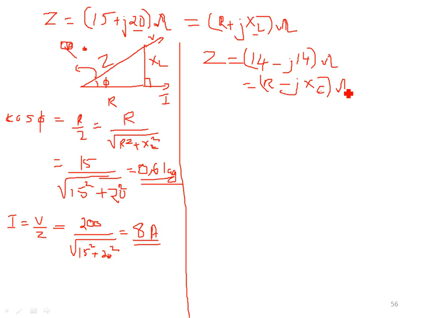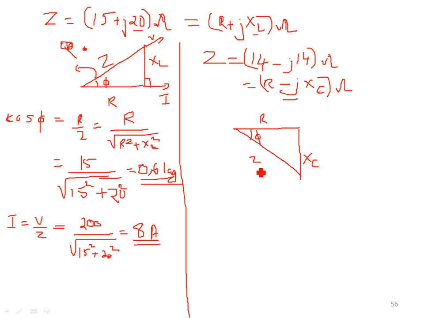Now if you are drawing the impedance triangle of 14 minus J 14, resistance will be on the horizontal axis and XC will be at an angle minus 90 degree. Why is there minus 90? Due to minus J. This is the impedance Z and this is the angle phi.